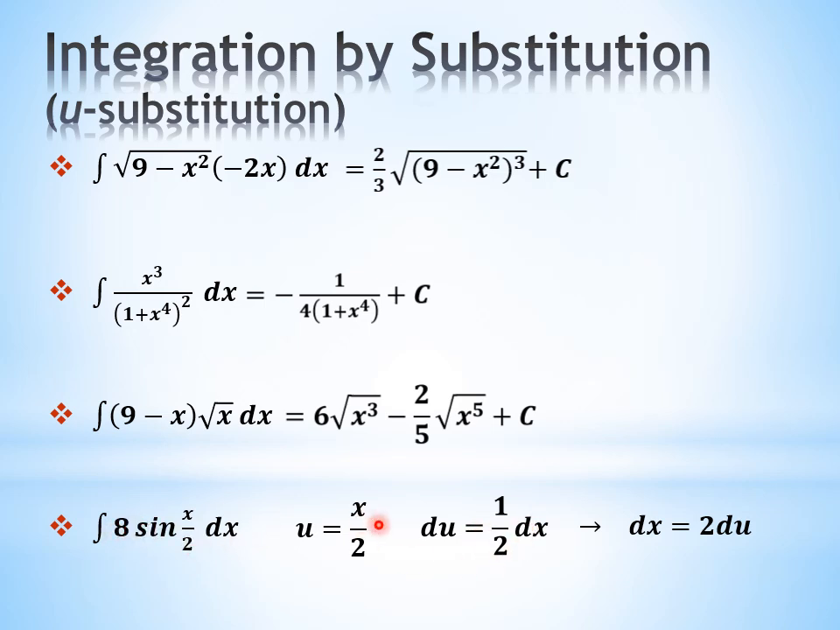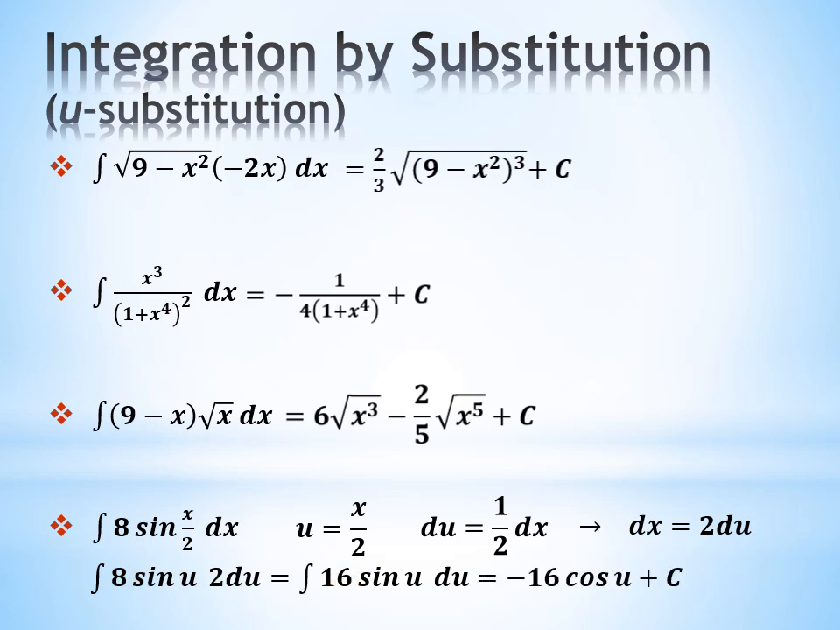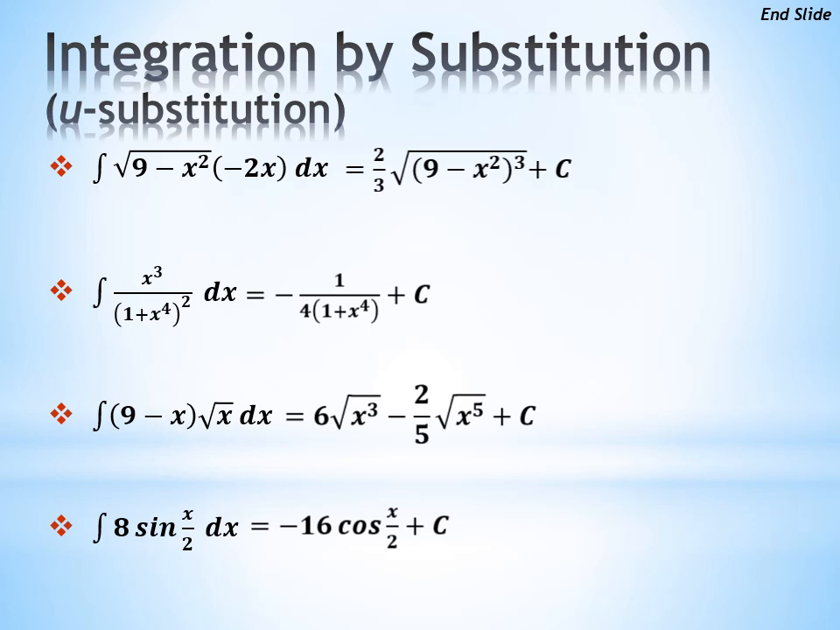So I'm going to bring this 2 over to the other side, and dx is going to be equal to 2 times du. So then I put in my u, and then I have 2 times du, 2 times 8 gives me 16. So bring that 16 out front, and then take the integral. Integral of sine is going to be negative cosine, and then from here I can go ahead and plug my u back into the function, and this gives me my function as negative 16 cosine of x over 2 plus c.